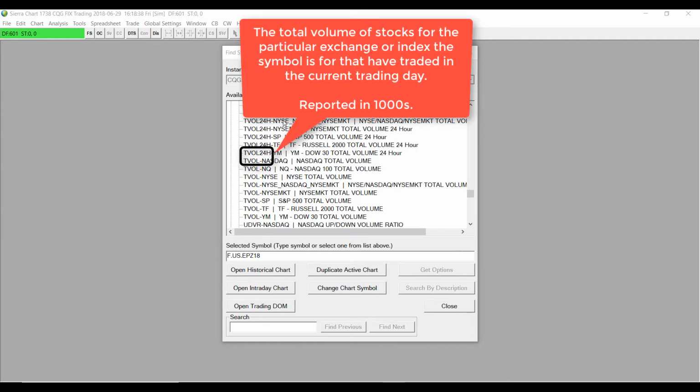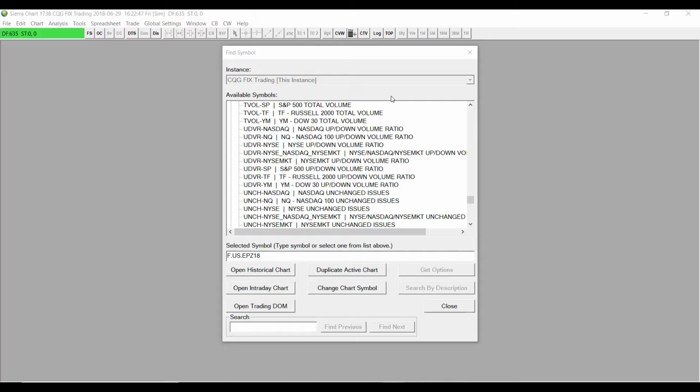The definition for the T volume is the total volume of stocks for the particular exchange or index the symbol is for that have traded in the current trading day. Once again, these definitions for T volume are the same, just in two different time intervals.